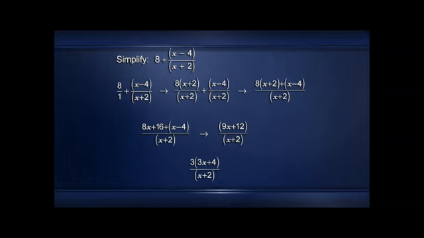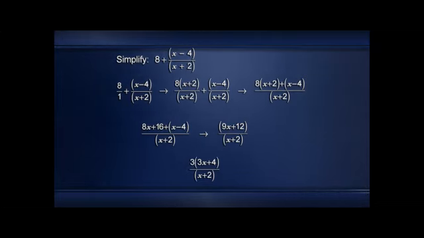And you'll be left with 3 times (3x plus 4), all divided by (x plus 2). And once you've written it in that form, you can pretty much see that there's no other cancellations, there's no other way to simplify, and so you're done. Now, let's move on to multiplication and division.